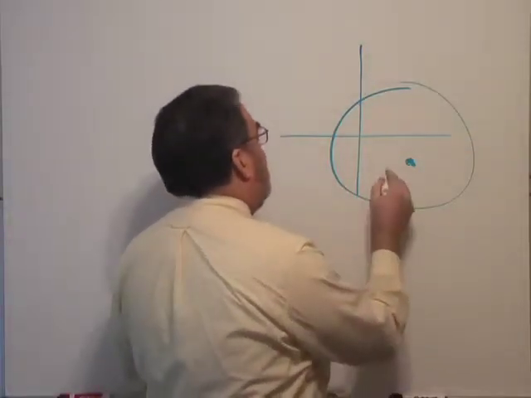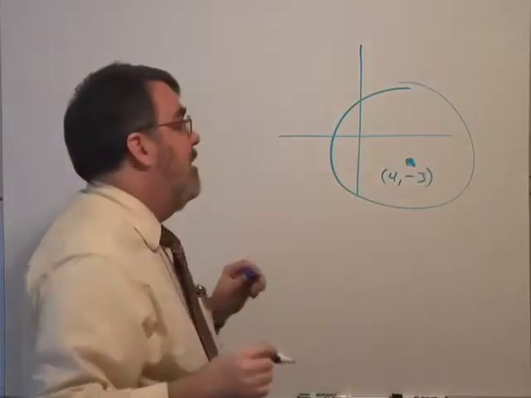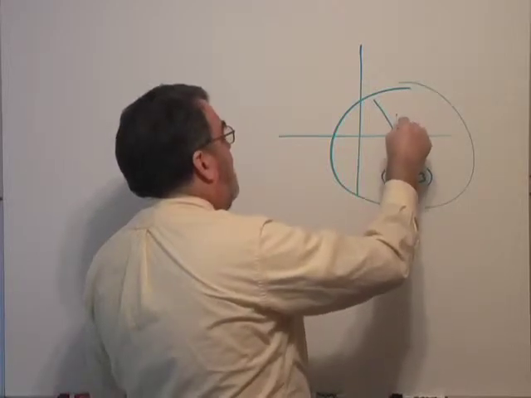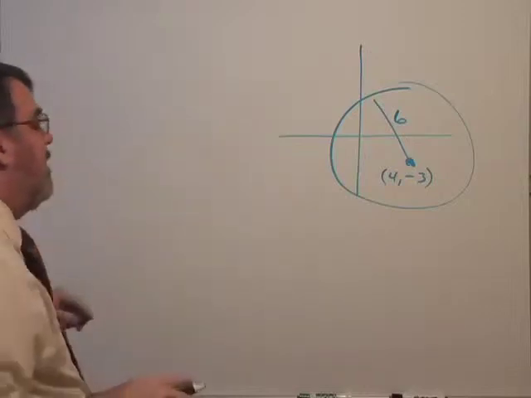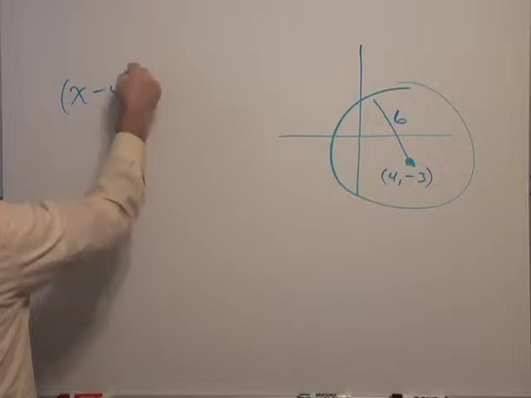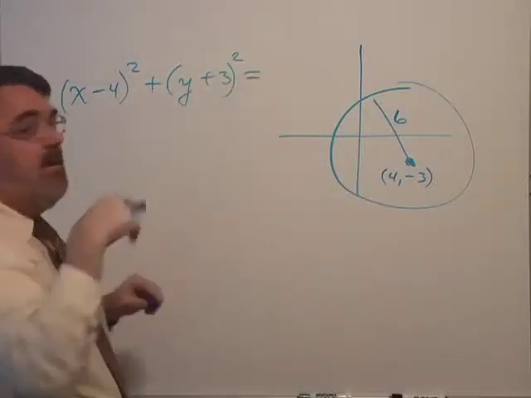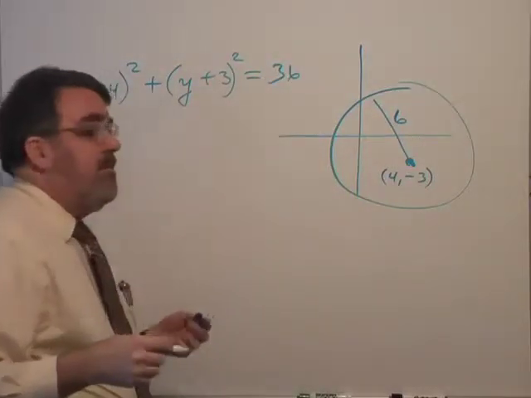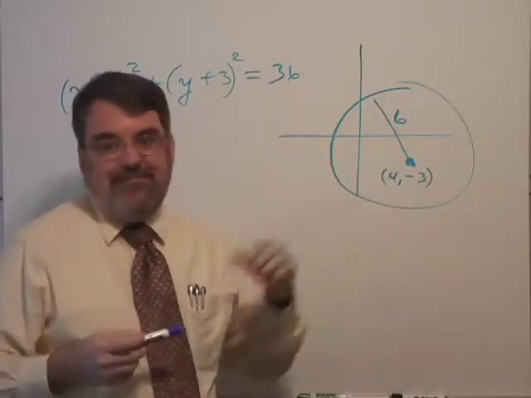Suppose the center is at 4, -3, and the radius is 6 units. Okay, radius is 6, center at 4, -3. Well, then the equation of the circle would be x minus 4, quantity squared, plus y plus 3, quantity squared, equals 6 squared. 6 squared is 36. So that would describe the equation of this circle.